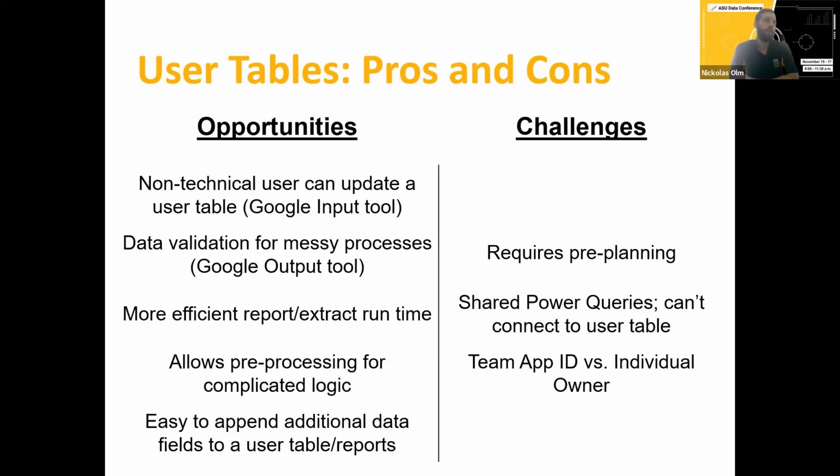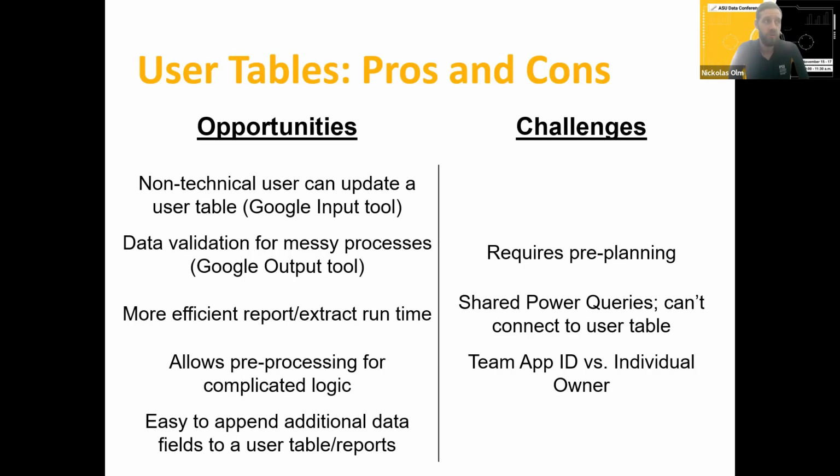And then team app ID versus individual owner. When you create your user table, I think it defaults to the individual owner's app ID in Alteryx. Then on the back end, or after the fact, you have to actually change the owner's role of that user table to a team app ID. If you don't do that and the individual owner leaves, no one else can access that user table, and everything in it is gone forever. And I believe no one even on the BI team or an UTO can access that user table.